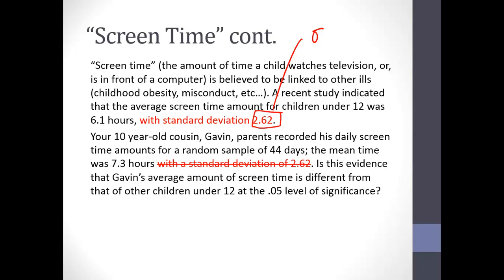Okay, so that's all my background. The question that I'm interested in, and we've thought about framing this already a good bit, is: is this evidence that Gavin's average screen time is different from that of other children under 12 at the 0.05 level of significance? All right, so let's see what we actually have going on here.